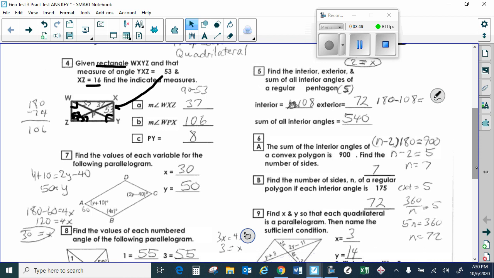As well, we can go along with that here. All right, let's fill that in. Measure angle WXZ. Well, we know that's complementary, 90, so that makes that 37. The measure of angle WPX, WPX right here.